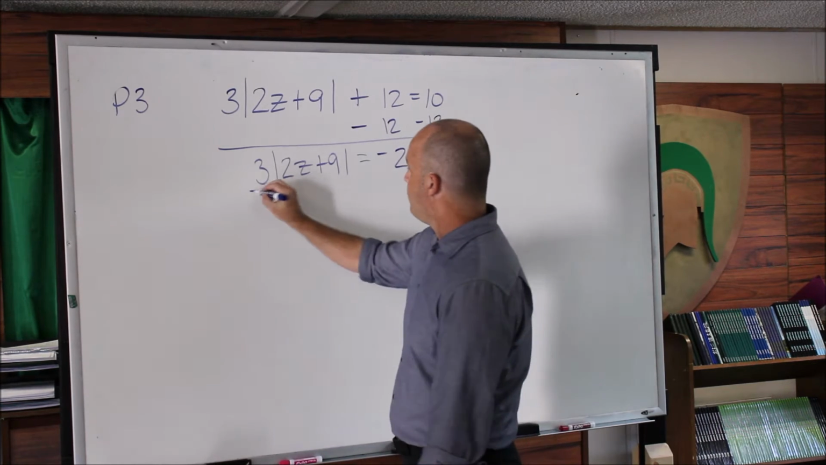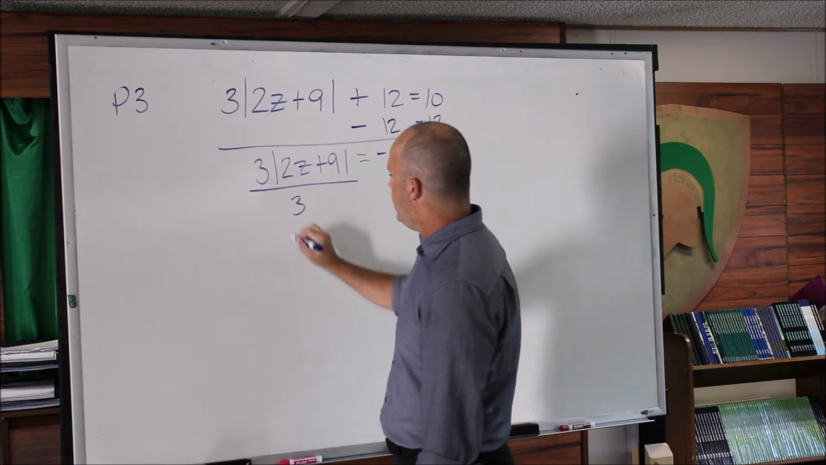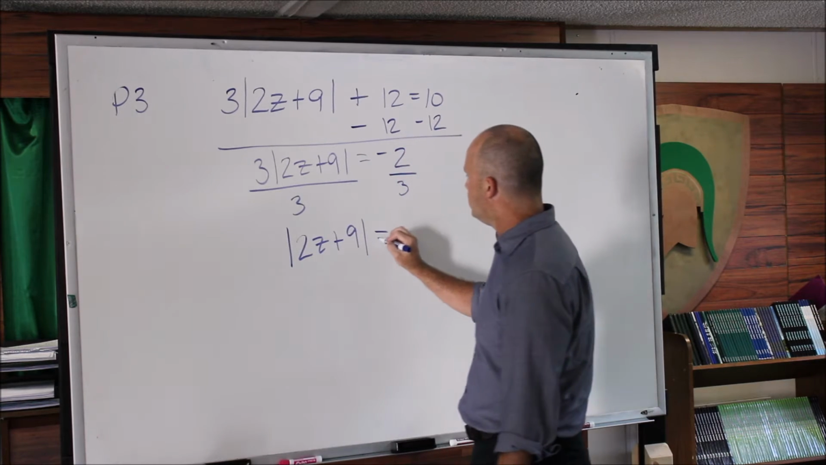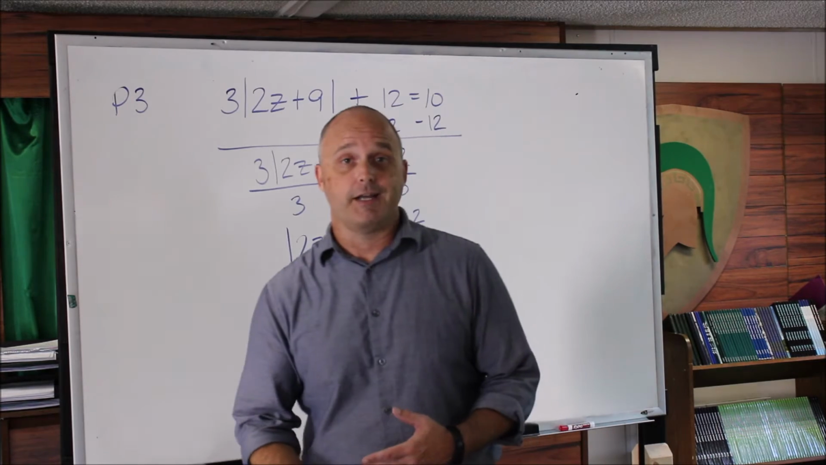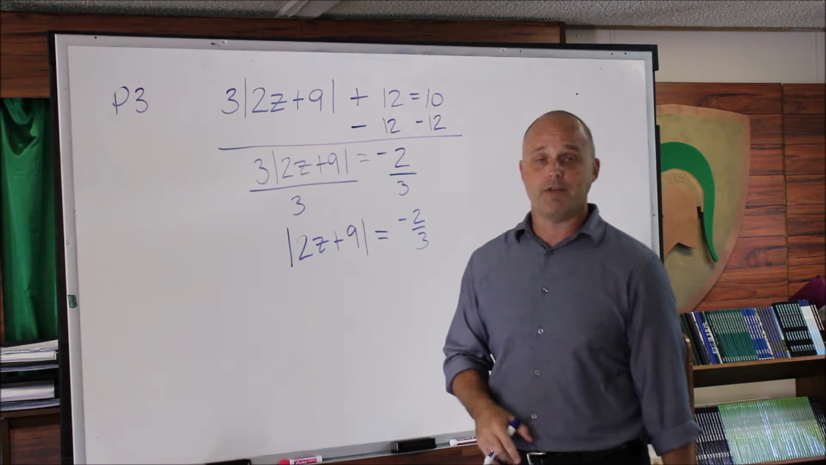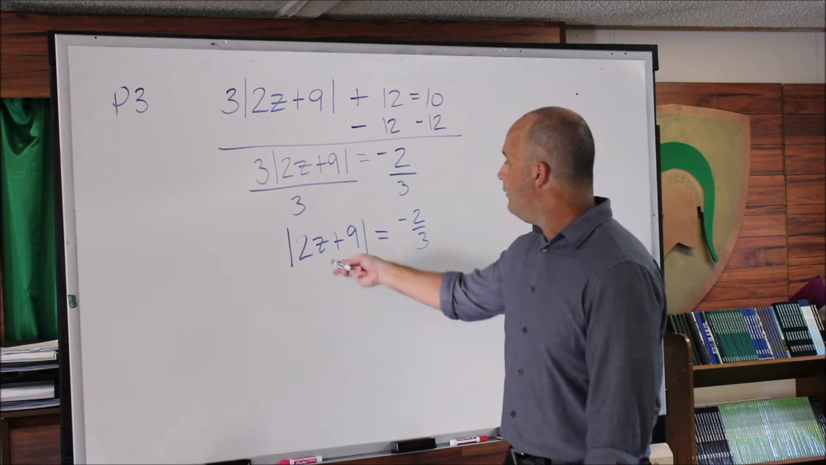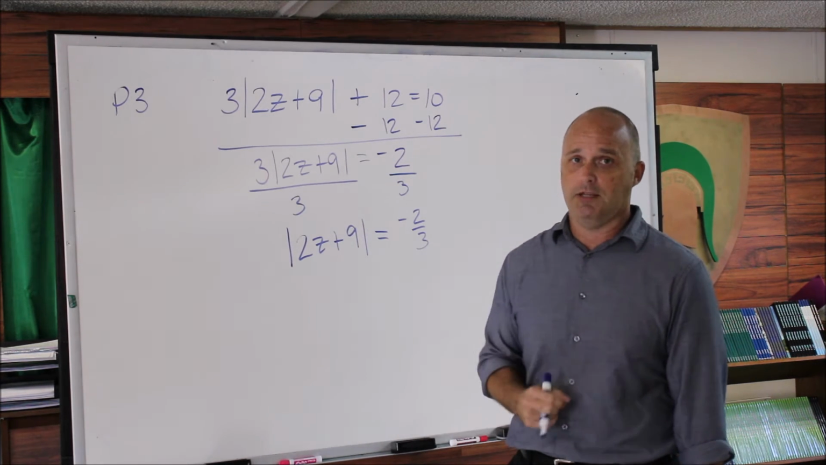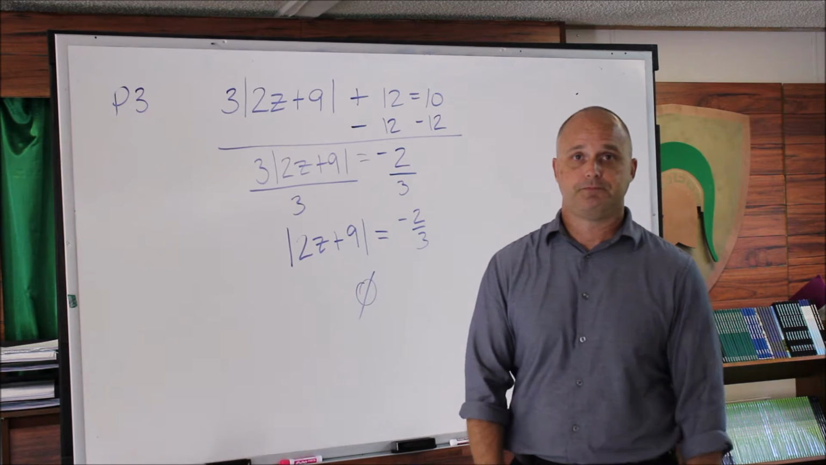We're then going to divide out the 3 in order to isolate this absolute value. And when we do that, we've isolated the absolute value, and we have the absolute value of 2z plus 9 is equal to negative 2/3. Now at this point, you should recognize that you have an isolated absolute value, and it's being set equal to a negative number. Once you see that, just stop, because you know that this cannot be equal to this. An absolute value cannot be equal to a negative number. So the answer is no solutions.